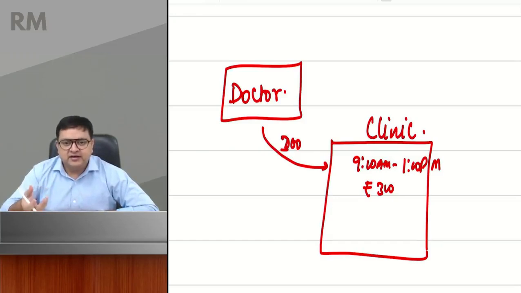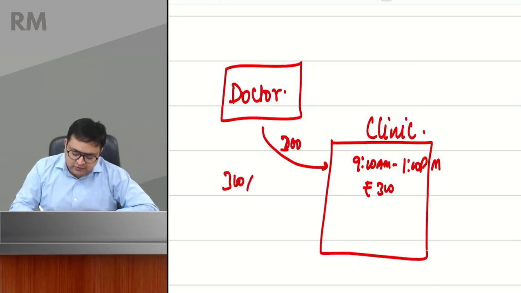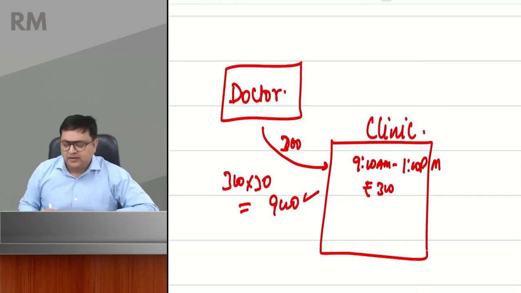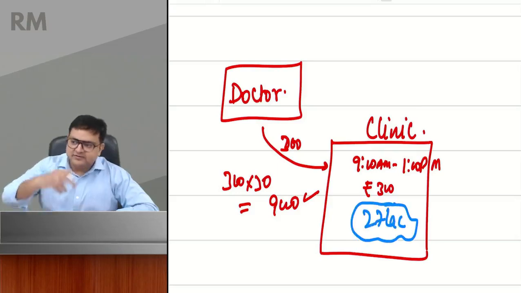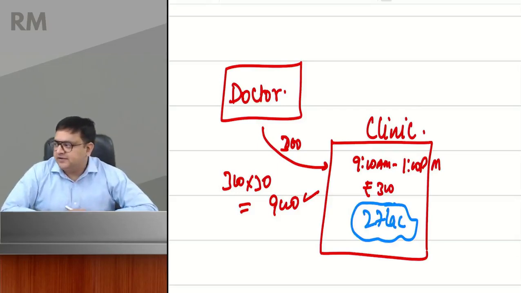So let's say in a day, when he's sitting from 9 a.m. to 1 p.m., he is actually giving consultation to 30 odd patients. 300 into 30, 9,000 he will receive in a day. And let's say, for example, he works for 300 days. 9,000 into 300, 27 lakh. 27 lakh he will receive. He will say during this year, my fees is 27 lakh.